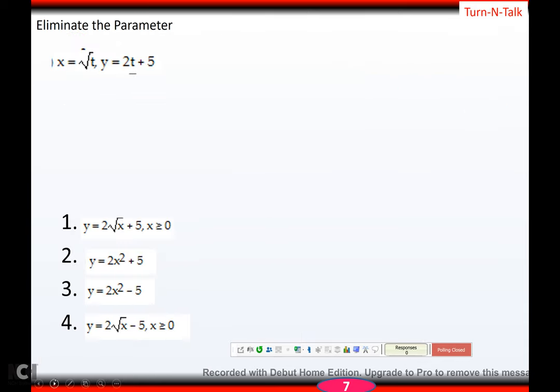All right, eliminate the parameter. So this one, they don't need any graphs. They just want you to get the rectangular equation. Hit pause, come back when you're ready.